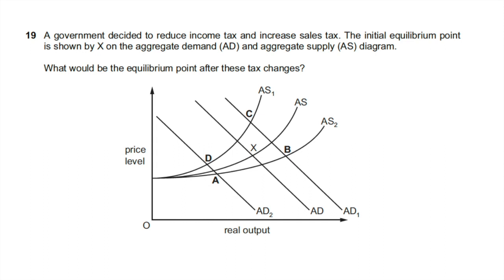19. A government decided to reduce income tax and increase sales tax. The initial equilibrium point is shown by X on the aggregate demand and aggregate supply diagram. What would be the equilibrium point after these tax changes? A reduction in income tax increases consumption and thus causes AD to shift rightwards. And in addition to this, the government increases sales tax, which results in a reduction of aggregate supply. Since the aggregate supply curve shifts leftwards, that gets us to point C.